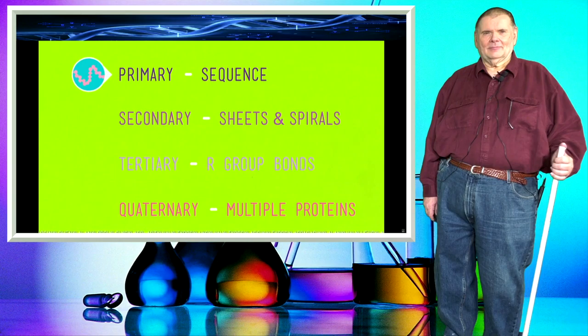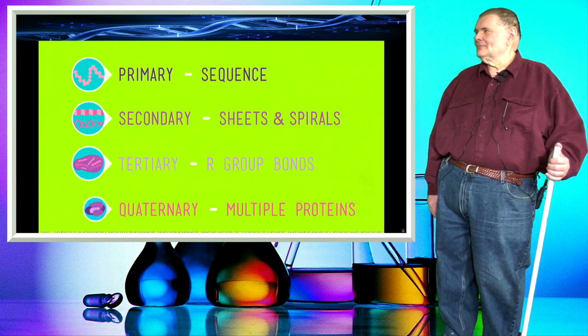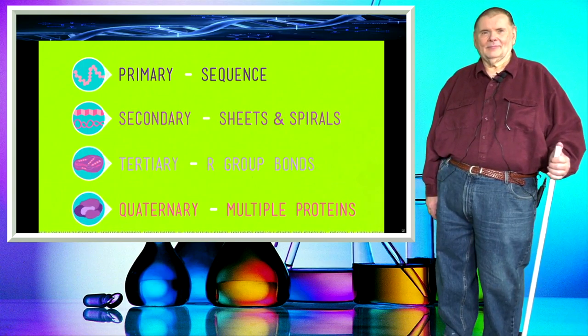So now we have a massively contorted polypeptide chain, and it actually contorts very precisely. Sometimes just one chain is what makes up the whole enzyme or protein, and in other proteins, like hemoglobin, several different chains come together to form a quaternary structure. So, quick review of structure. The sequence is the primary structure, the backbone of hydrogen bonds forming sheets and spirals are the secondary structure. R group bonds are tertiary, and the arrangement of multiple proteins together gives the quaternary structure.